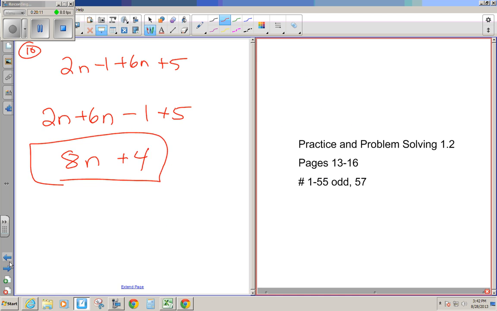All right. So you should be showing a lot of this work on your guided practices. And be ready for your entrance slip when you come in, covering 1.2 and 1.1.